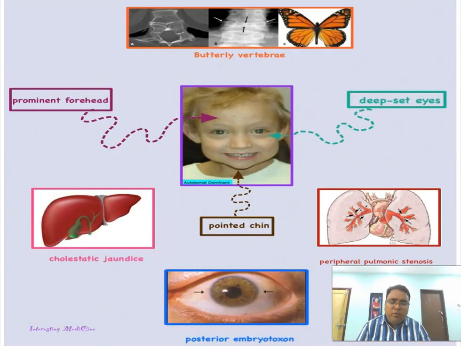Something to know about Alagille syndrome: we can get butterfly shaped vertebra, triangular face, deep set eyes, prominent forehead, pointed chin. We can get cholestatic jaundice, peripheral pulmonary stenosis, and on eye examination we will get posterior embryotoxon. This we have to remember. And the classical heart disease in Alagille syndrome is peripheral pulmonary stenosis.